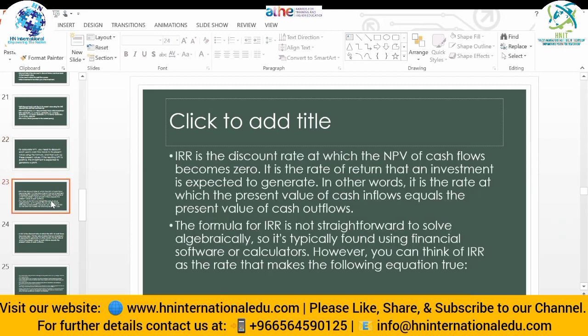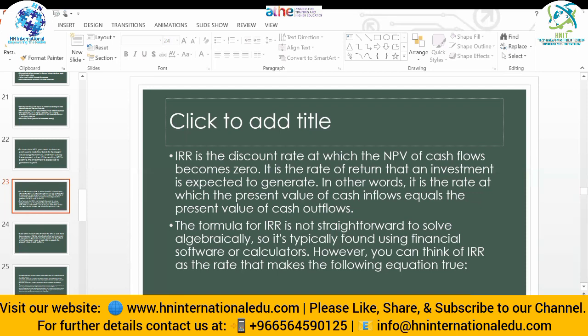If we come to the IRR, the internal rate of return, it is the discount rate at which the NPV of the cash flows becomes 0. It is a natural thing in this technique, IRR: the NPV always becomes 0. We have to take that as 0. It is the rate of return that the investment is expected to generate. In other words, it is the rate at which the present value of the cash inflows equals the present value of the cash outflows. That is, whatever you invested, £500,000, is going to be equal to your inflows as well.